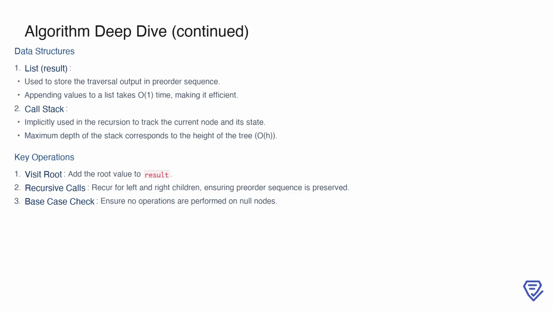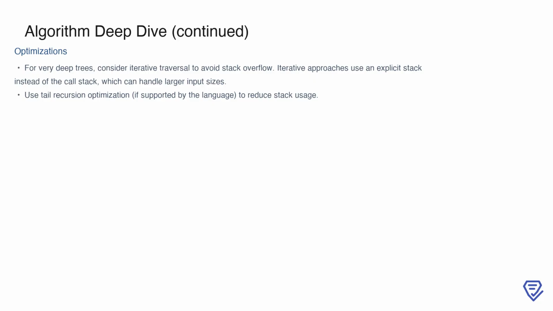While recursion is elegant, it has its limitations, especially for very deep trees where it can lead to stack overflow. To handle such cases, an iterative approach can be used as an optimization. Instead of relying on the call stack, you can use an explicit stack data structure to simulate the traversal. This approach is more robust for larger input sizes.